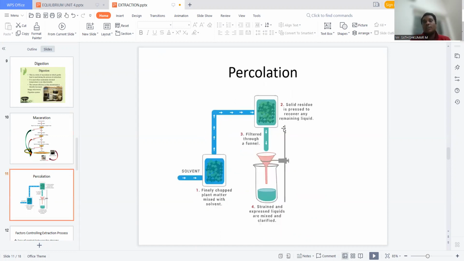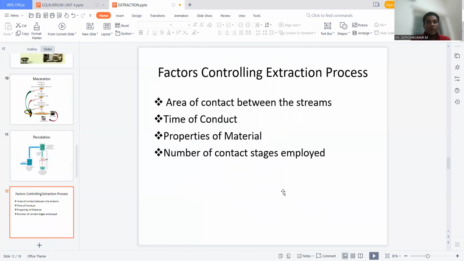Next one, percolation. The process of percolation is explained through these images. Firstly, chopped plant matter is mixed into the solvent. Second, the solid residues are pressed to recover the remaining liquids, filtered through a funnel, strained, and the expressed liquids are mixed and clarified. This is the evaporation process.